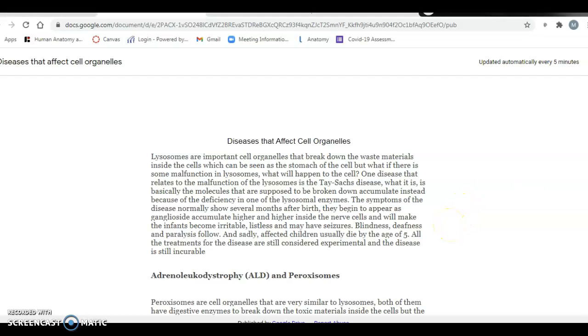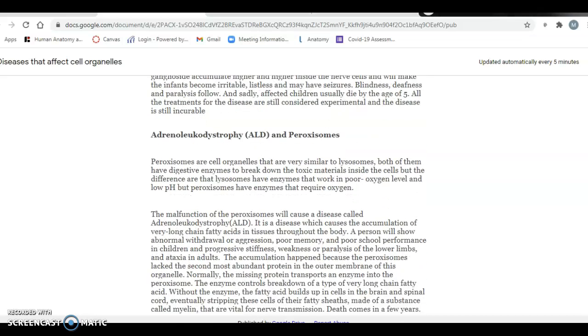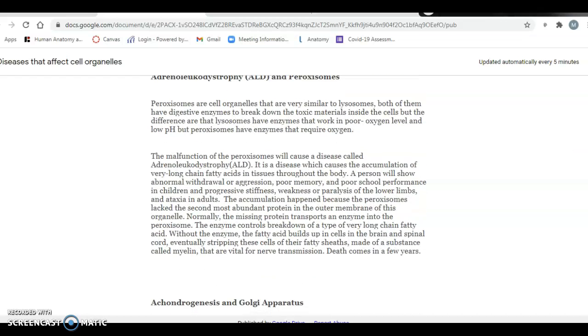Now peroxisomes, on the other hand, they're very similar, but they have to work when there is oxygen. So in this case, adrenal leukodystrophy affects the peroxisomes because it's in an area that has to have high oxygen. So it's kind of the same thing. It's not breaking down. The enzymes aren't working correctly in the peroxisomes. So there's a buildup of fatty acids, and it surrounds the nerves.